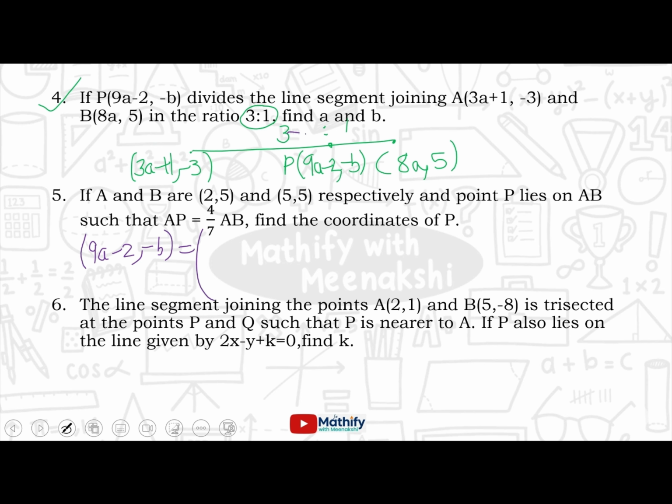x comma y is equal to cross multiplication: m into 8, 3 into 8a, that is 24a, plus 1 into 3a plus 1, that is 3a plus 1, by sum of ratios, that is 4, comma. Now we'll do cross multiplication for y. 3 into 5, 15, plus 1 into minus 3, that is minus 3. Again the sum of 3 and 1 is 4.